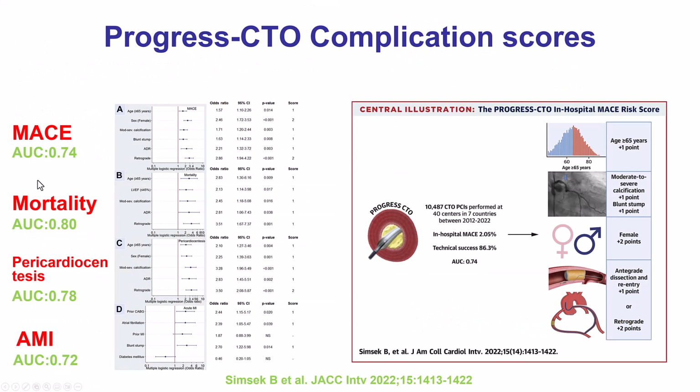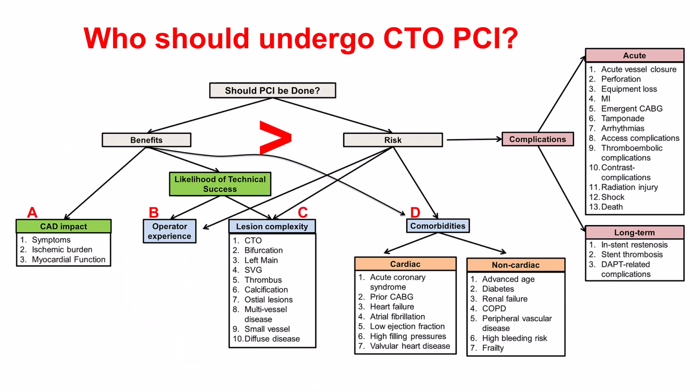There are actually scores for estimating the risk of complications. The most recent one is the PROGRESS CTO Complication Score family that can help estimate the risk of MACE, mortality, pericardiocentesis, and myocardial infarction. So who should undergo CTO PCI?